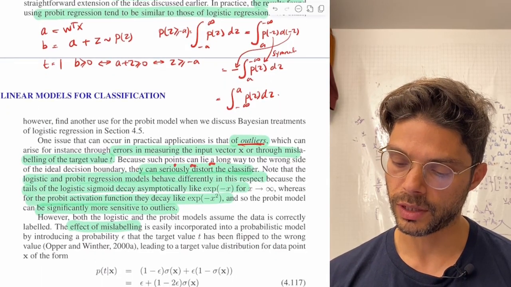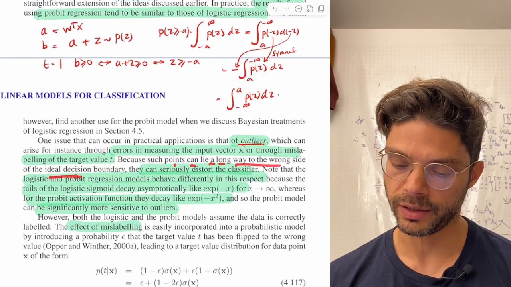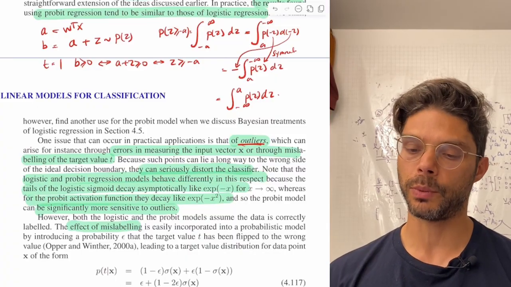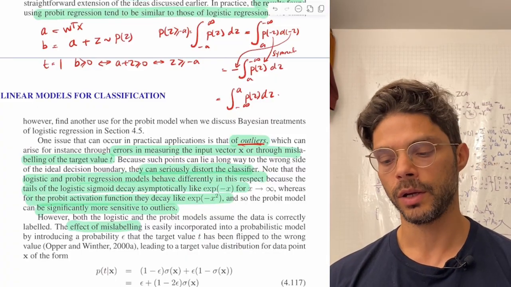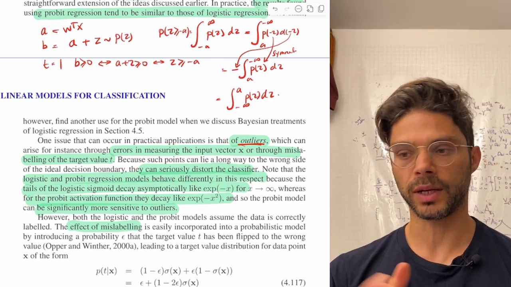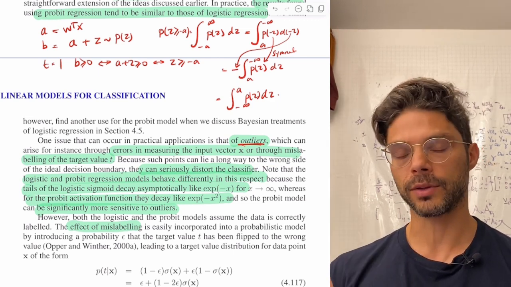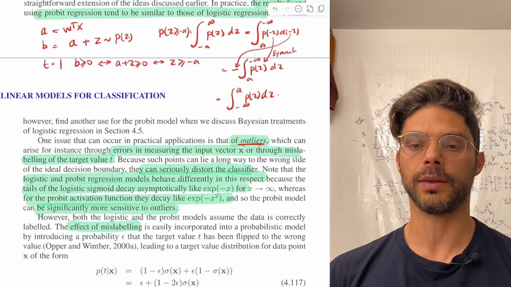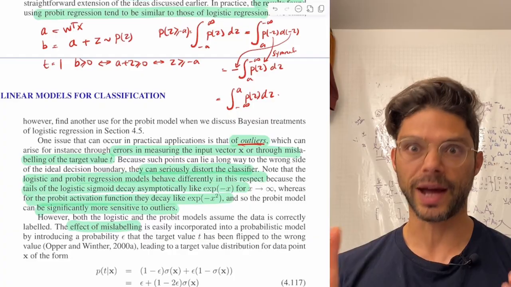Because such points can lie a long way to the wrong side of the ideal decision boundary, they can seriously distort the classifier. Remember, we already saw this when we were talking about using least squares to do classification versus logistic regression. Least squares was very sensitive to outliers because the farther out the points were from the decision boundary, the more they would affect the loss quadratically.